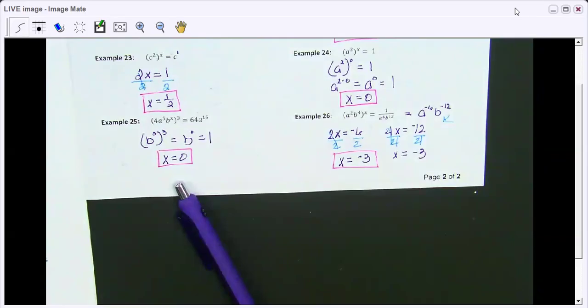You have to know the rules for it. All right, and that concludes lesson 5-3, more multiplication properties of exponents.